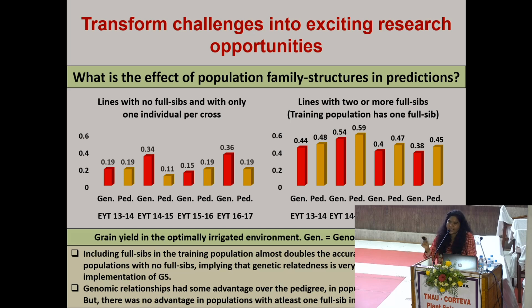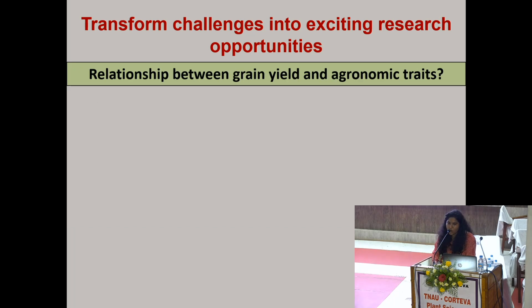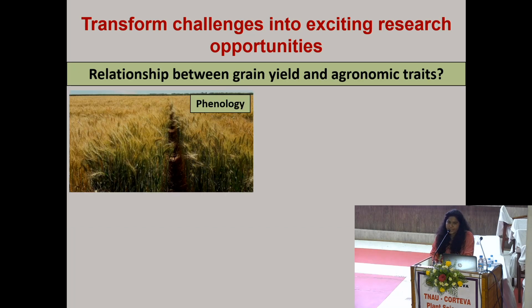So the training population will have sister lines in the graph on the right, and on the left, the training population has completely unrelated individuals. And as you can see, the clear difference between them. So related genomic selection is all about relatedness. If you don't have related lines in training and validation populations, obviously that's going to give us a low prediction accuracy.